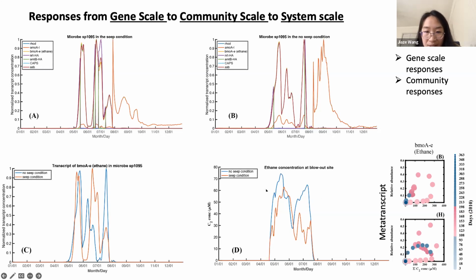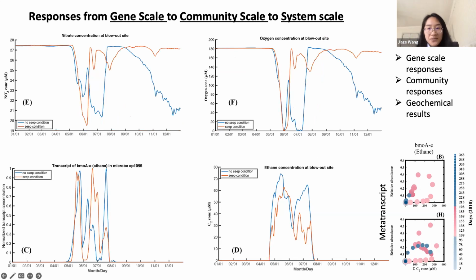This plot just shows that different environments have different metatranscript patterns, and they regulate the hydrocarbon concentrations differently. Then I checked the geochemical result, because in the ocean we care about nitrate and oxygen concentration.